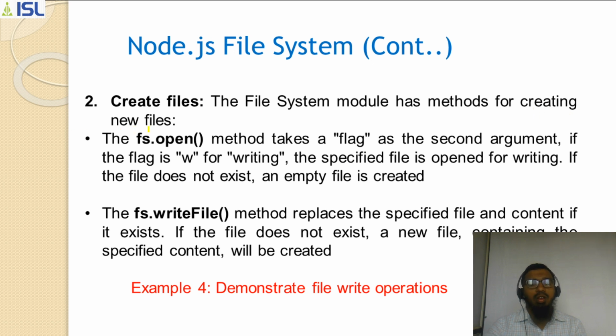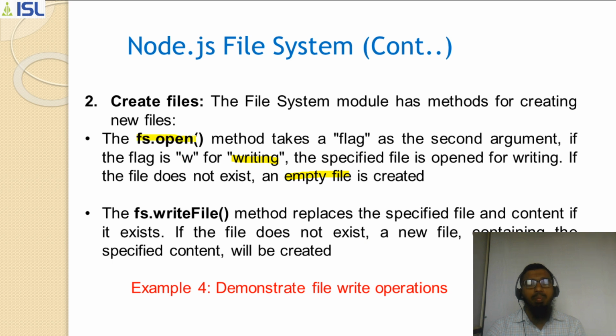In the next example, create file: the file system module has methods for creating new files. The fs.open method takes a flag as the second argument. If the flag is w for writing, the specified file is opened for writing. If the file does not exist, an empty file is created. You can do operations like read, and here we are creating. If the file is already there, it will open for writing; if it does not exist, it will create an empty file for writing.